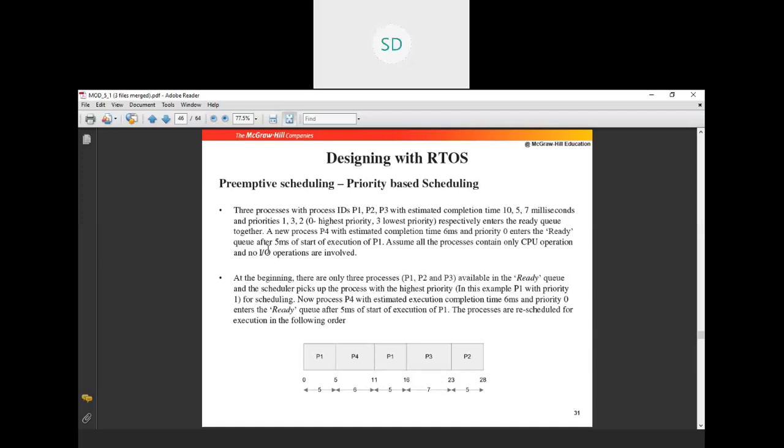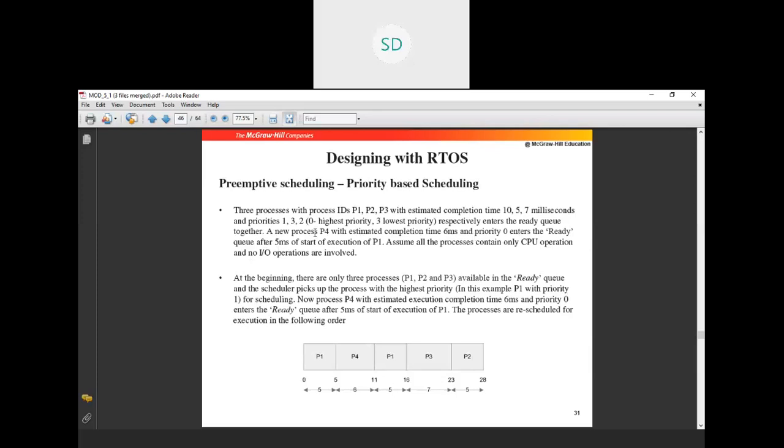Now in the ready queue I have the P1, P2, P3 processes. It is also assumed that one more process, a new process with an estimated completion time of 6 milliseconds, that is an execution time of 6 milliseconds, and priority 0. Since it is 0, it has the highest priority and it will enter the ready queue after 5 milliseconds of the start of execution of P1.